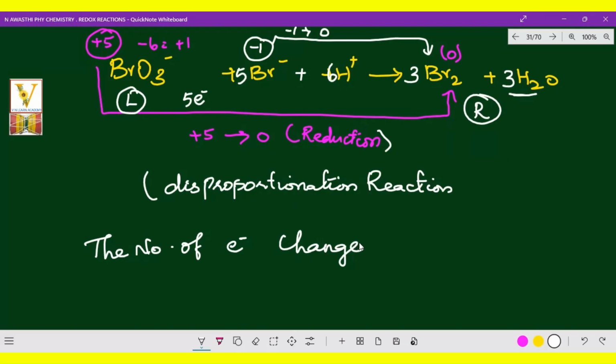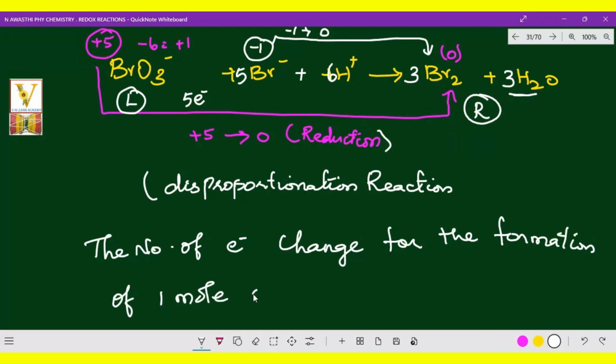So the number of electrons changed is called the n factor, right? So the number of electrons changed for the formation of 1 mole of bromine. So for the formation of 1 mole of bromine, what is it? From here it is 5, and from here it is 3. So that means 5 by 3.